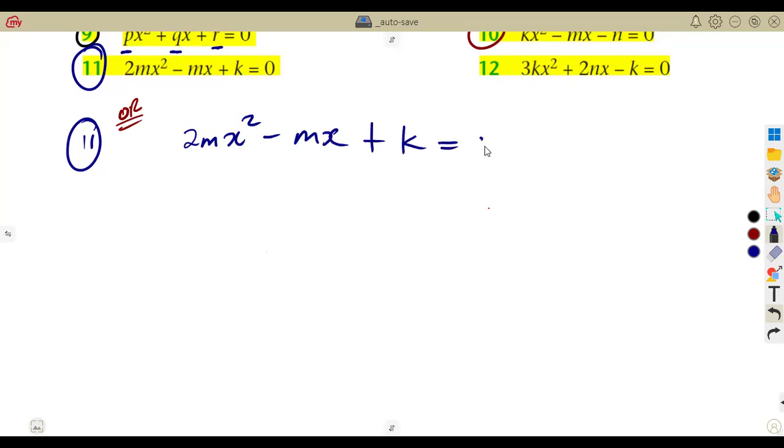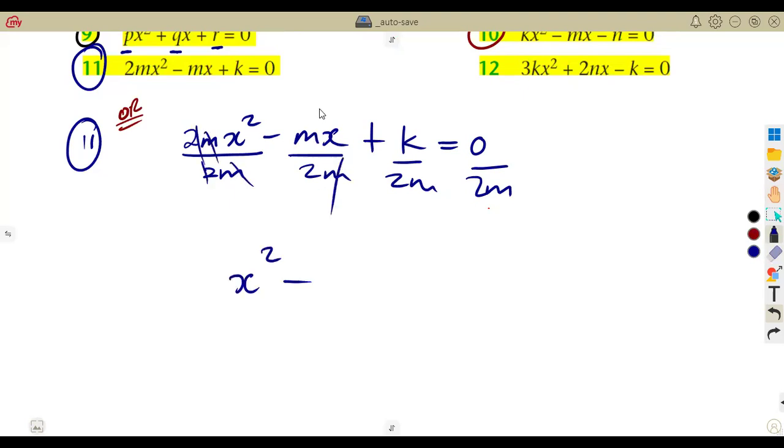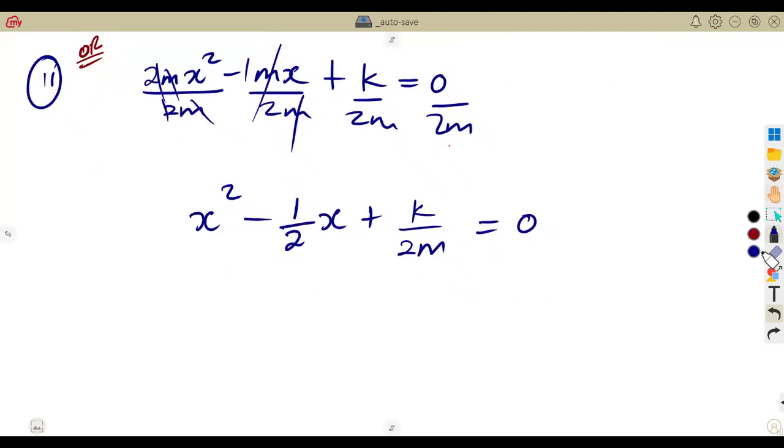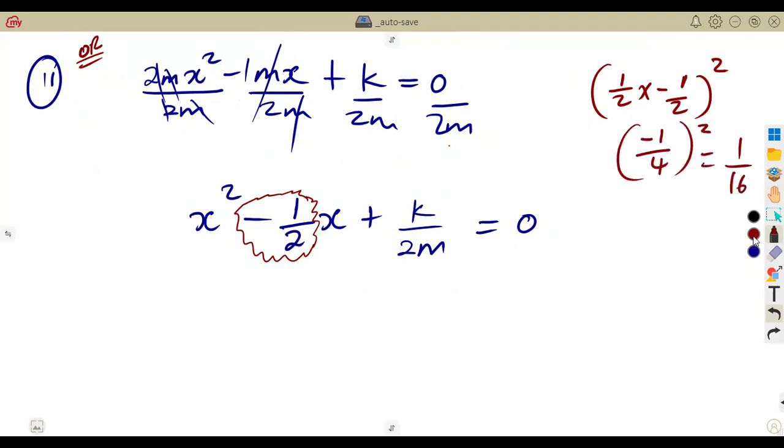2mx squared minus mx plus k. We could have divided by 2m, so x squared minus, this time let's cancel the m and the m, minus 1 over 2 x, and that is going to give us k over 2. Find out the coefficient of x, and square half of it, which is a minus half. What is half of minus half? That is going to give us minus 1 over 16, which we are supposed to add and also subtract.